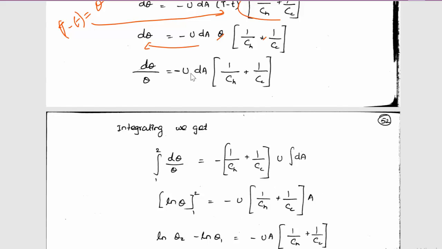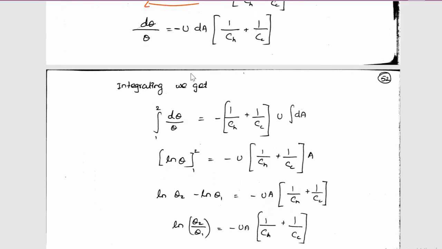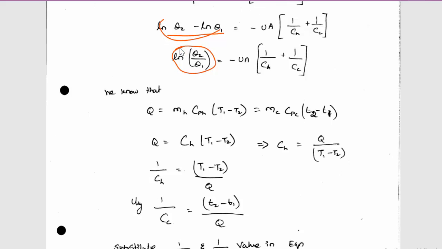So I am going to integrate this equation, from 1 to 2. Here these values are constant. The integration of d theta divided by theta is nothing but ln theta, from 1 to 2, so I am writing here ln theta 2 minus ln theta 1, which is equal to, here the integration of dA is A. So this can be written as ln theta 2 divided by theta 1 equal to minus UA within the bracket 1 by ch plus 1 by cc.